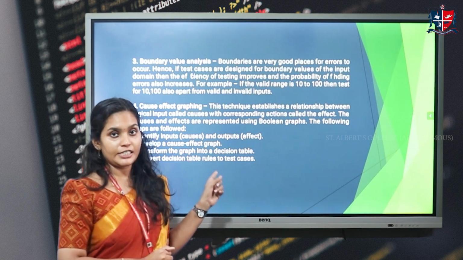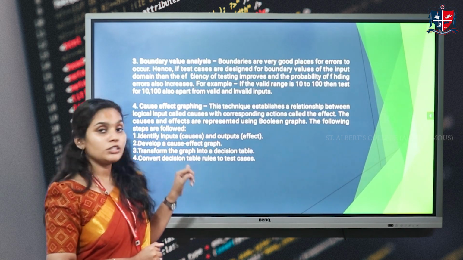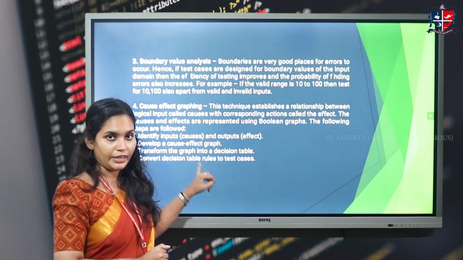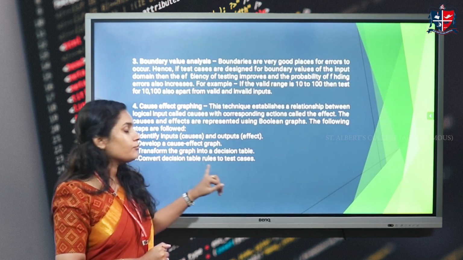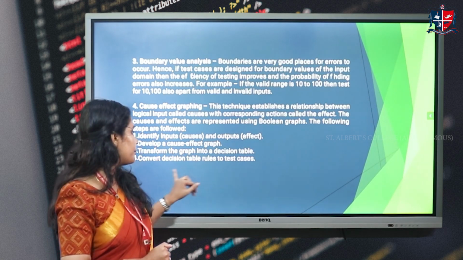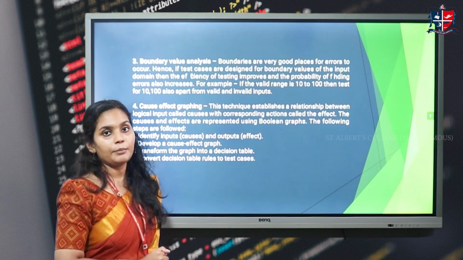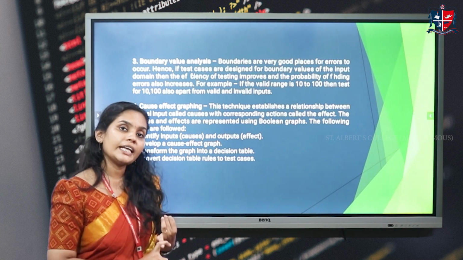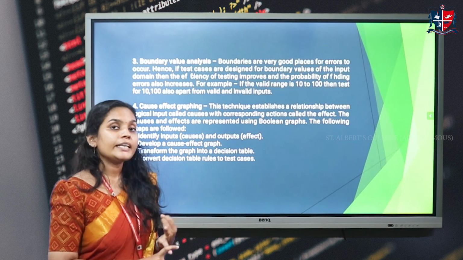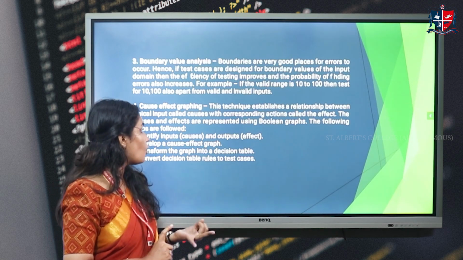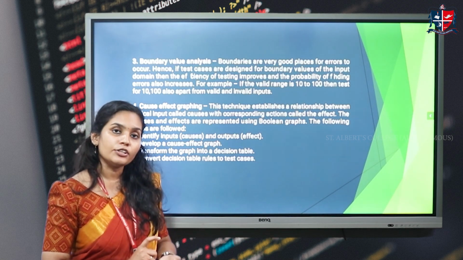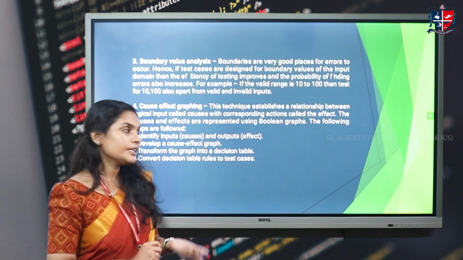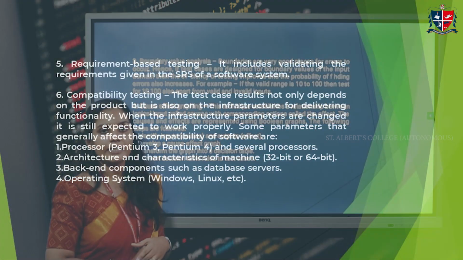And there are different steps inside cause effect graphing. First one is identify the input. Next one is develop a cause effect graph, transform the graph into a decision table, and convert the decision table into test cases. So first we create the input, then create the cause effect graph, convert the cause effect graph into a decision table, and convert the decision table into different test cases.